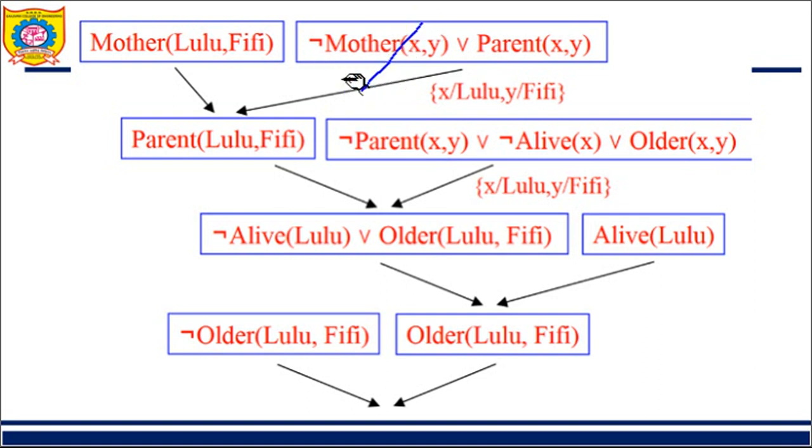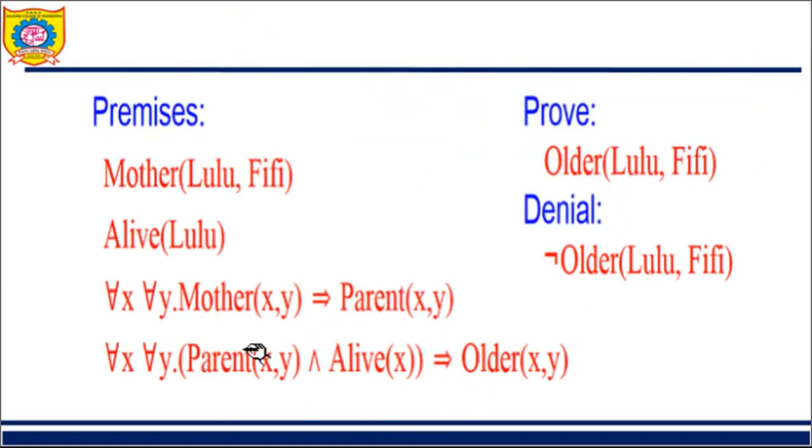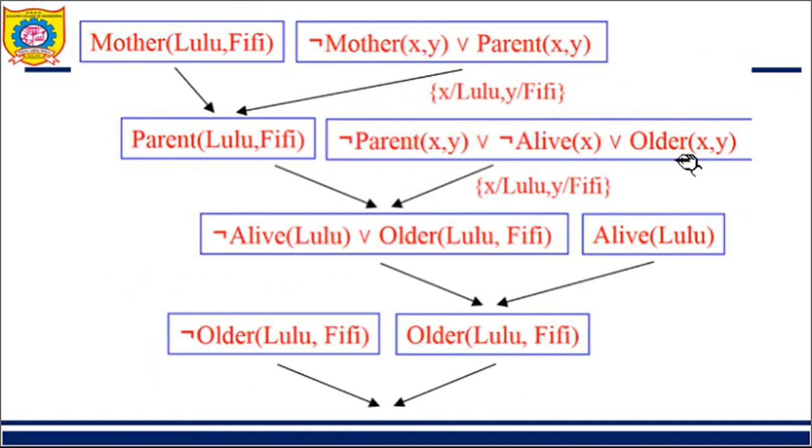After performing unification, this and this get resolved. Now what remains is parent Lulu Fifi, not x y. You have done the unification, so x y is replaced by Lulu and Fifi. So here I have parent Lulu and Fifi. Now take the other clause. What was your other clause? It is this one, right? Converted into CNF. After converting into CNF, I get it over here, right? So now this clause is there and this clause is there.